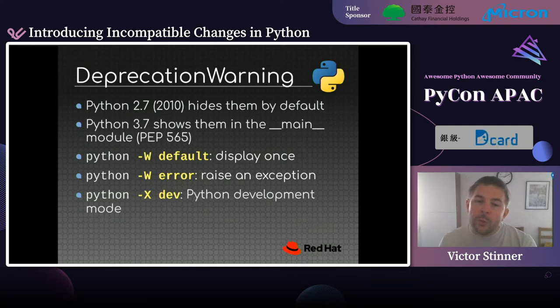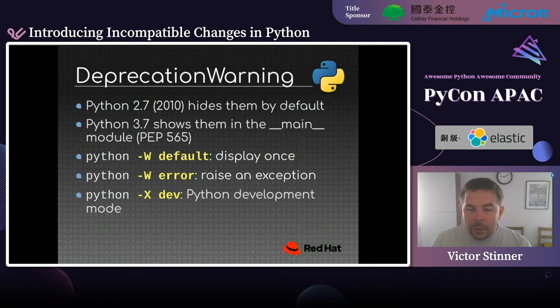But the new issue is that developers didn't pay attention, so they are not aware that Python 3 emits many deprecation warnings. So a small change was made in Python 3.7. The deprecation warnings are displayed by default in the main module, because the main module can be, for example, when you write your own script. And when you write your own script, you get a warning because we expect that you are allowed to modify your script.